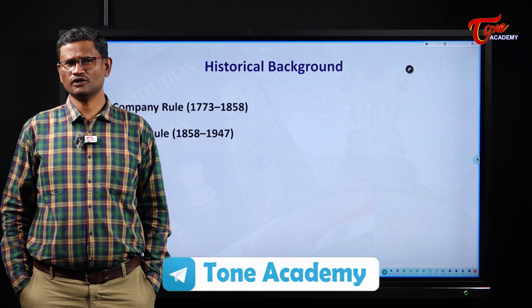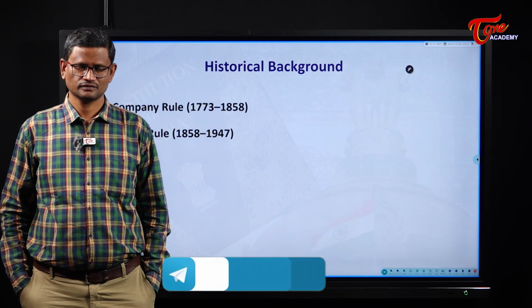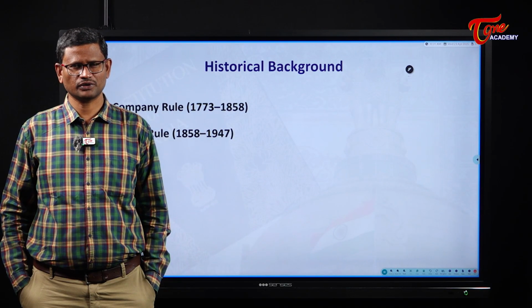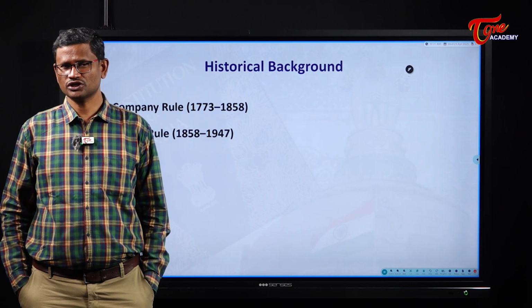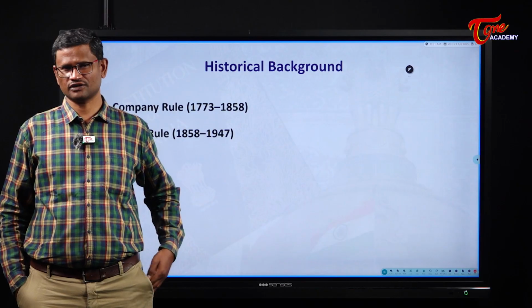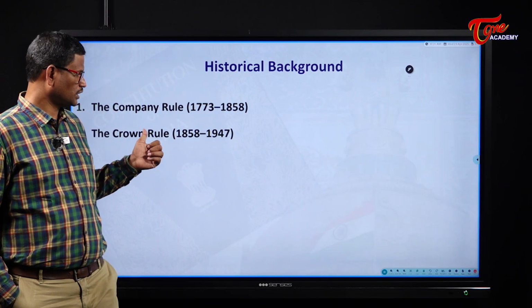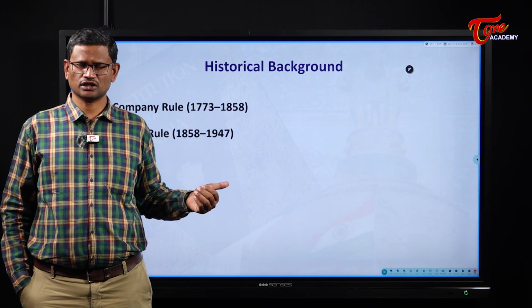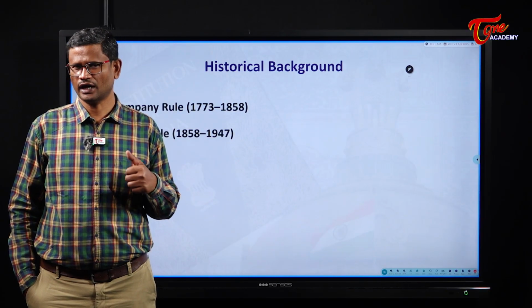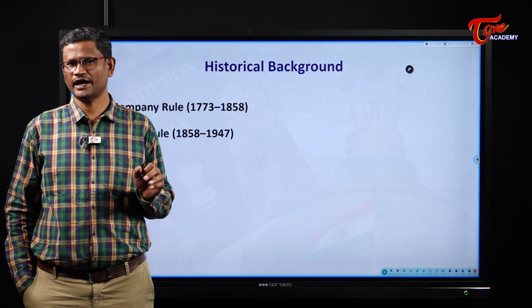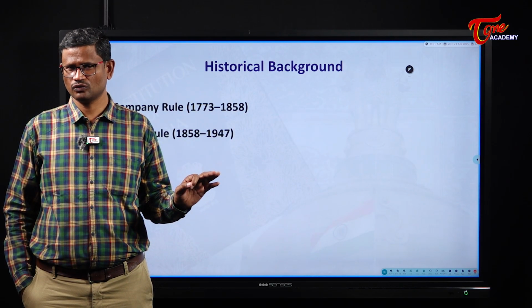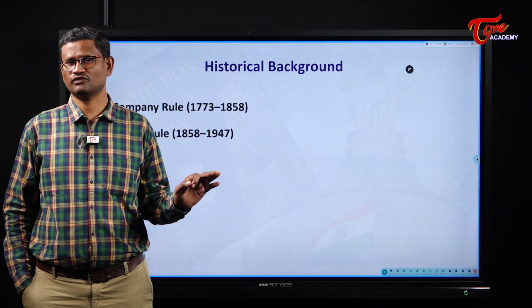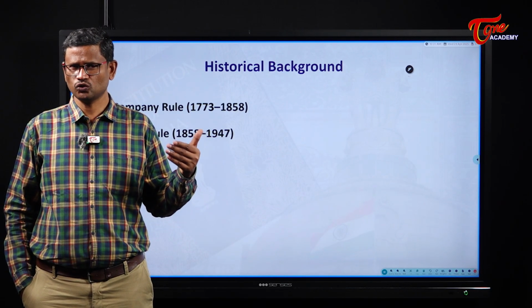After the Great Revolt of 1857, the rule of the English East India Company was ended, and in its place the rule of the British Crown was started. This is the second phase. The first legislation under the rule of the British Crown was the Act for Better Government of India 1858. This is the beginning of British Crown rule, and it ended with the Indian Independence Act of 1947. So these are the two phases.